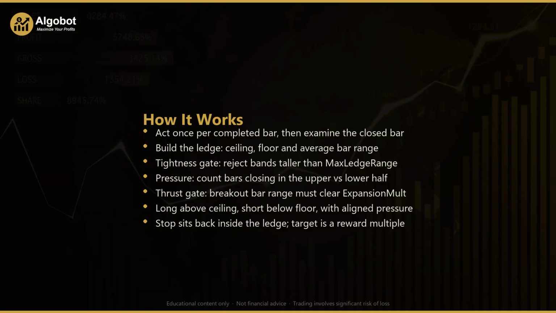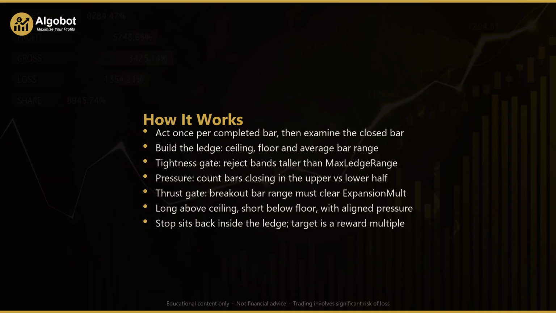Then it reads pressure. For every bar in the ledge, it measures where the close sits inside that bar's range. A close in the upper half counts toward long pressure. A close in the lower half counts toward short pressure. It converts these counts into ratios so it can later check whether enough bars leaned in one direction. Now it studies the breakout bar itself. The strategy applies a thrust gate, requiring that bar's range to be at least the expansion multiple times the average range. This confirms real participation behind the move rather than a thin drift through the level.